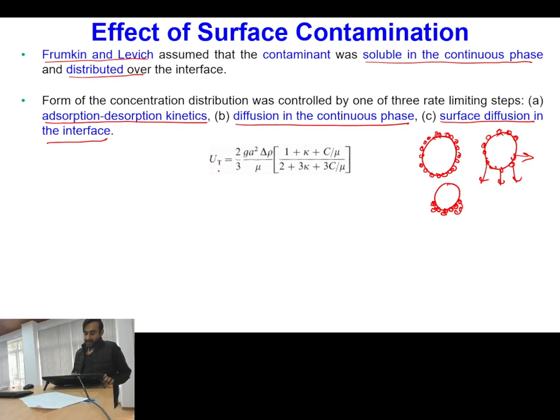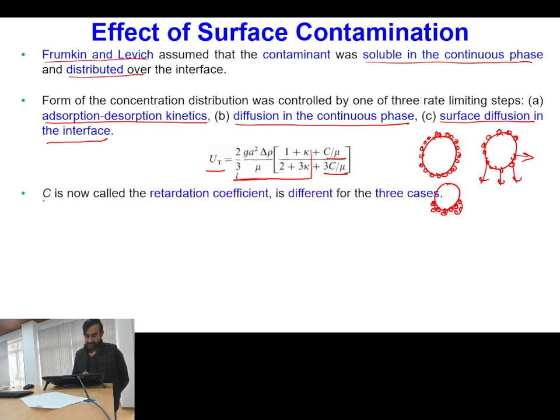So there is this formula for the terminal velocity of the particle, 2 by 3 g a square delta rho by mu, and then it has the term 1 plus k by 2 plus 3k. Up to this point the formula is identical to the one we have seen earlier. But now one additional term is introduced over here, c by mu and 3c by mu. Here, c is called the retardation coefficient, and the value of c will be different for each of these three phenomena. So depending upon which phenomenon is taking place in the gas liquid system, the value of this coefficient c will change.